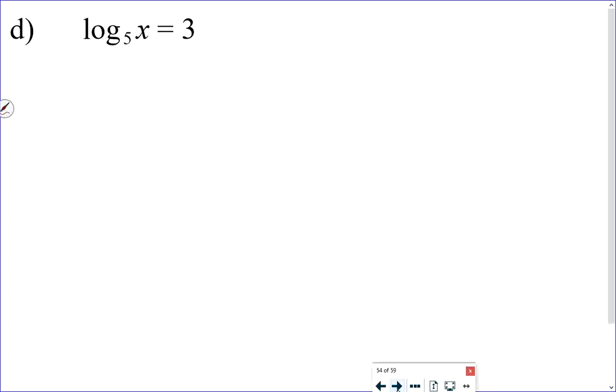Log base 5 of x equals 3. Hopefully when you see that, you're simply saying, well, what does it mean in exponential form? Who can tell me what x is? Kai? 125. Because this is saying 5 raised to an exponent of 3 gives you x, so that's 125. There's no single type of question we're dealing with here. It's all about taking a logarithmic expression and thinking of it in exponential form or vice versa.